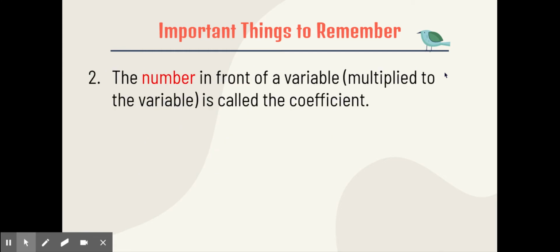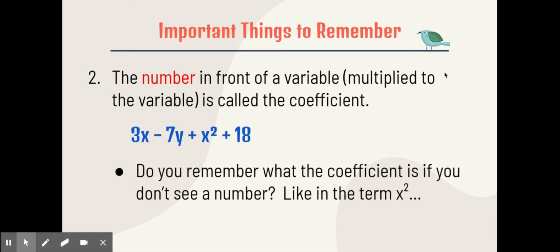The number in front of a variable, which is multiplied to the variable, is called the coefficient. Do you remember what the coefficient is if you don't see a number, like the term x squared? The coefficient in 3x is 3. The coefficient in negative 7y is negative 7. But what's the coefficient in x squared? It's a 1. I know you've remembered this.